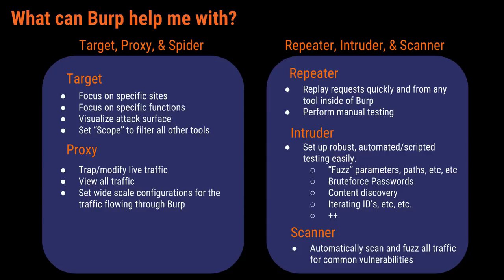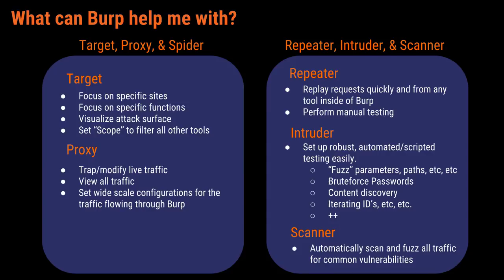The proxy tool helps you trap and modify live traffic with the intercept button. So you can always stop what's going through the proxy, trap it, intercept it, change it, modify it, and let it on its way. It also allows you to view historical data on all of the traffic that's gone through, or maybe just the stuff that's in scope, in its history tab.